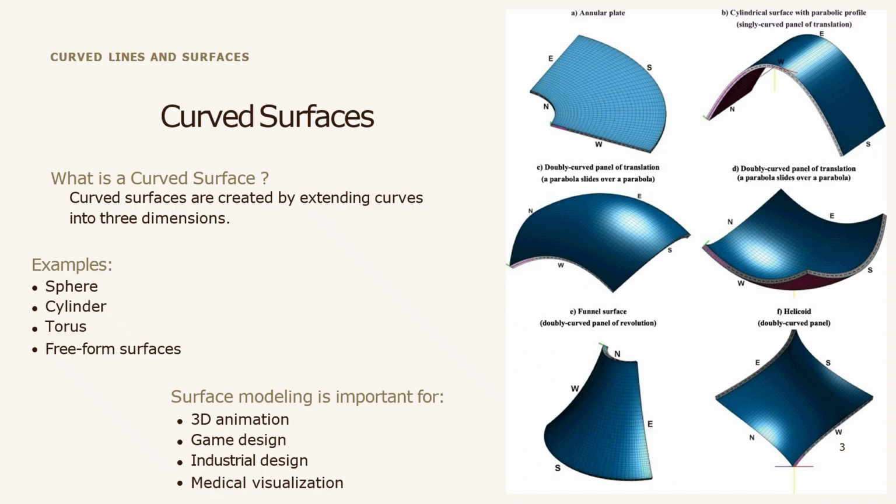Now, curved surfaces. Curved surfaces are created by extending curved lines into three-dimensional space. Examples include spheres, cylinders, torus shapes, and freeform surfaces. These surfaces are used extensively in animation, gaming, industrial design, product visualization, and medical imaging. Curved surfaces allow computers to model smooth objects instead of representing everything using flat polygons.